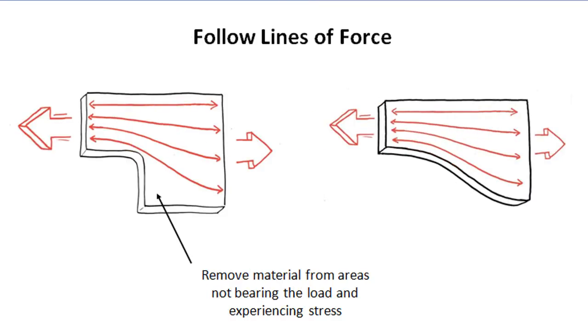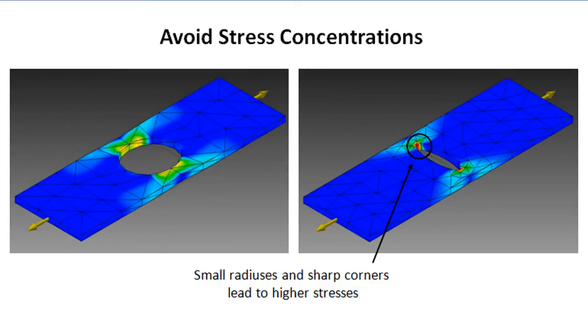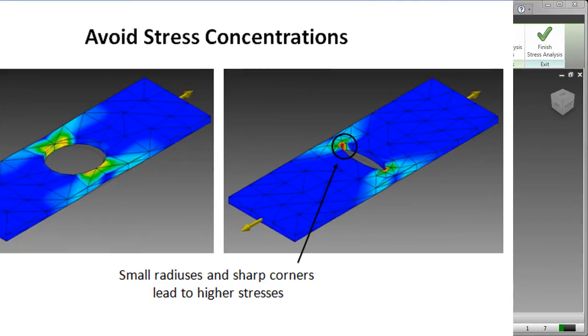This simplified example of following lines of force shows us that the corner of this flat plate in tension is not experiencing any stress. You can remove that material, saving weight without reducing strength. As you remove material, watch out for areas like sharp corners and tight radiuses, where stress might concentrate and cause your part to fail. On this example of a flat plate in tension, you can see how a sharper radius notch causes higher and more focused stresses.